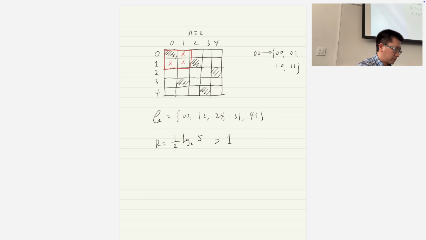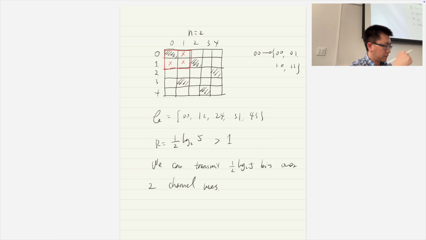So this basically means that we can transmit this number of bits over 2 channel uses. That clear?